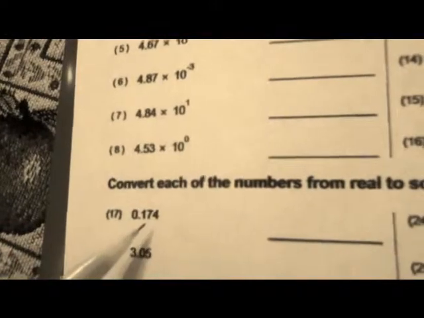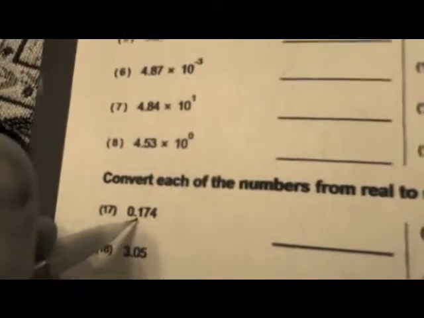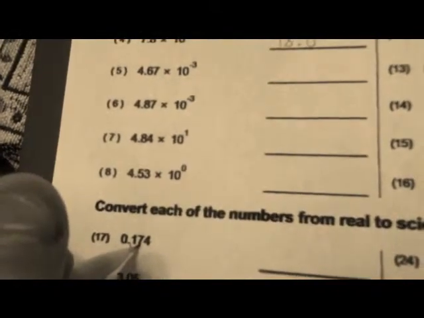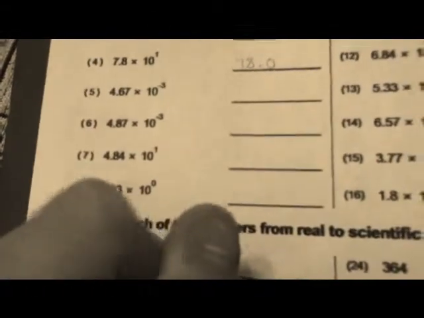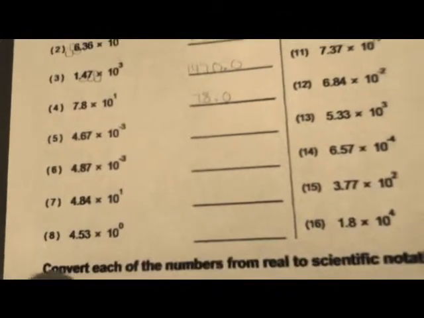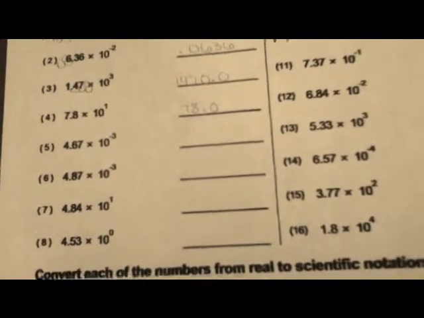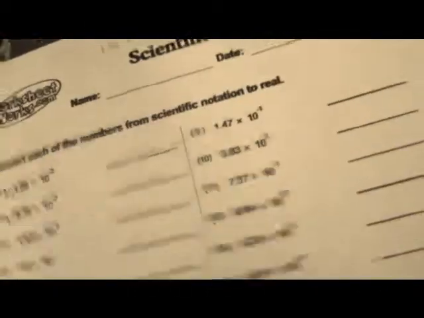Now, for these ones, sometimes you have to do it in reverse. So, I'm going to show you. What you do is you always want to go to either 2 or 3 decimal points. So, here is your decimal point now, and you're going to want to move it over one spot. So it's going to be 1.74 times 10 to the negative first, or 1.7 times 10 to the negative first.